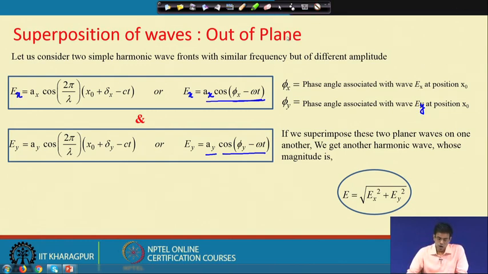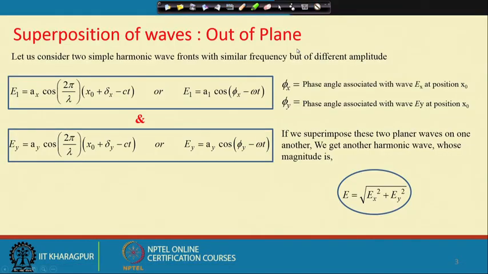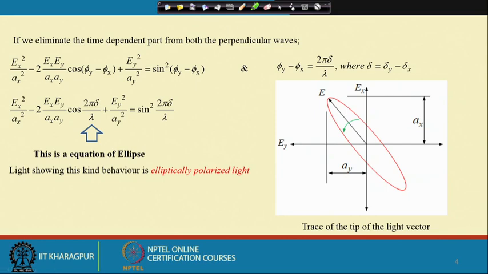Now, in this case what will be the resultant wave? In the previous lecture we saw that if it is in plane, then we can just add E 1 and E 2, but in case of out of plane waves, it is E x square and E y square, that we know, right. Now, if we do some manipulation and try to eliminate the time dependent part from both the waves, then we arrive at an equation of this form.